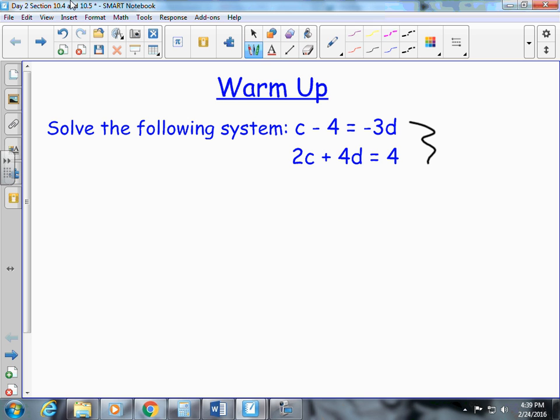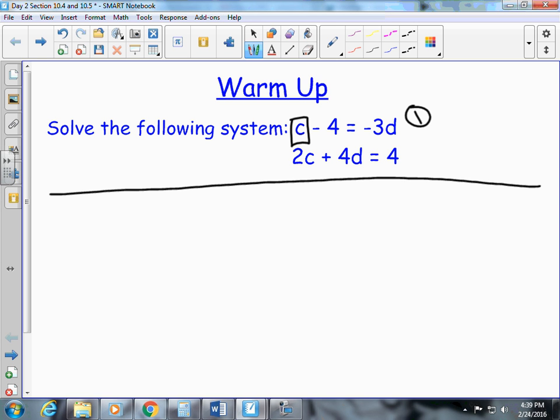What we learned last class is the substitution method. In this particular problem, we learned that the easiest variable to solve for is the standalone variable. So I'm going to go through our steps again. Step one, remember, was to pick an equation and solve for a variable. I'm going to pick this equation right here and solve it for c.